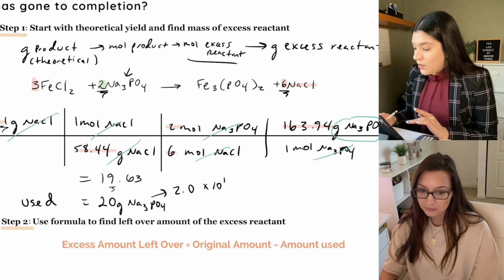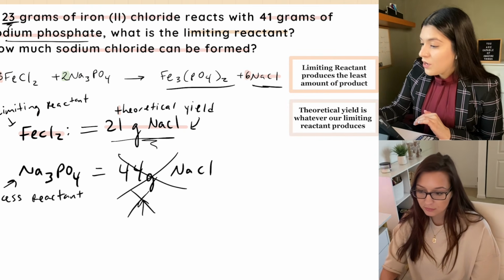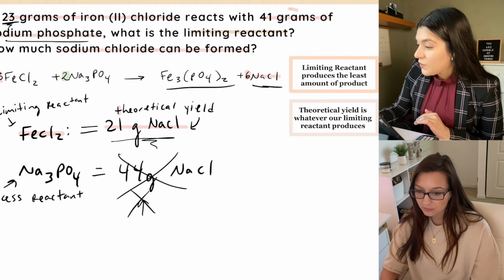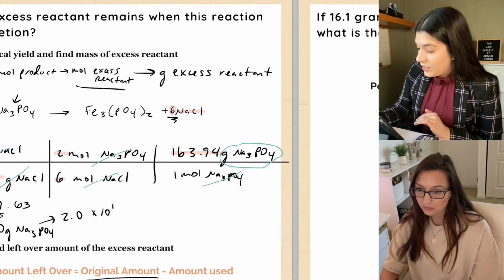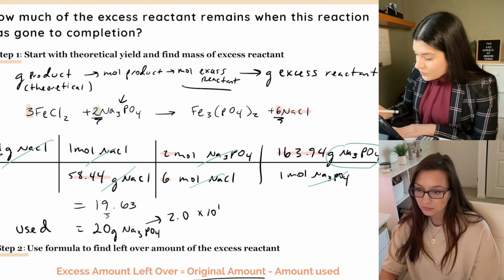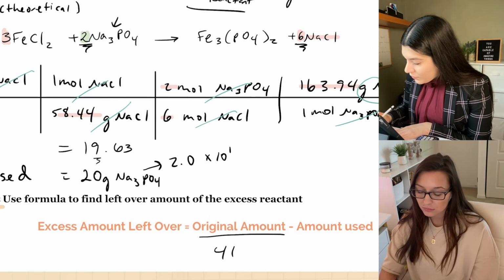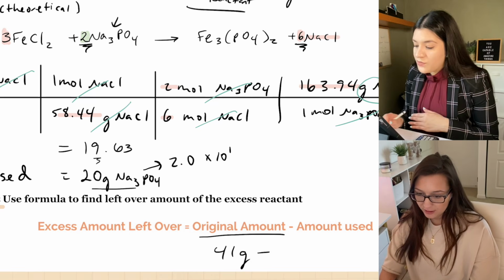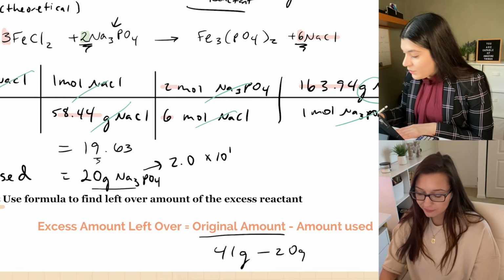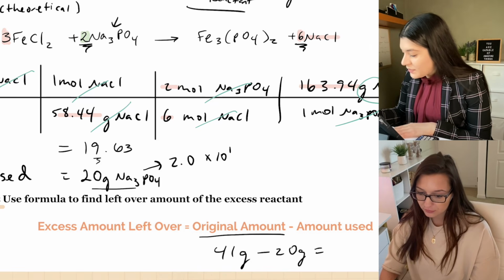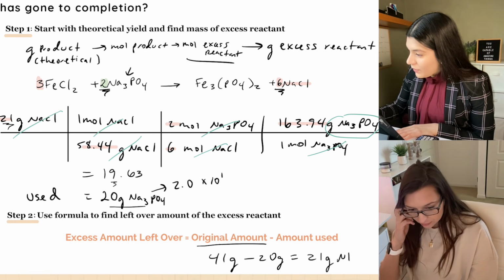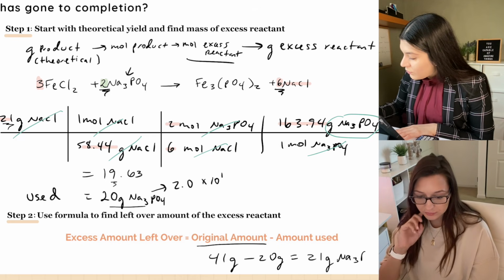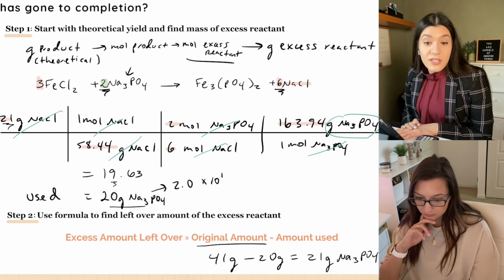So I'm going to take the original amount that they gave me in the question, which was 41 grams of sodium phosphate. That's what I started off with. So I have 41 grams, and I'm subtracting what I just found, the amount used, which was 20 grams. We don't need a calculator here. This is just 21 grams that is left over. So our answer here would have been that there's 21 grams of Na3PO4 left over.